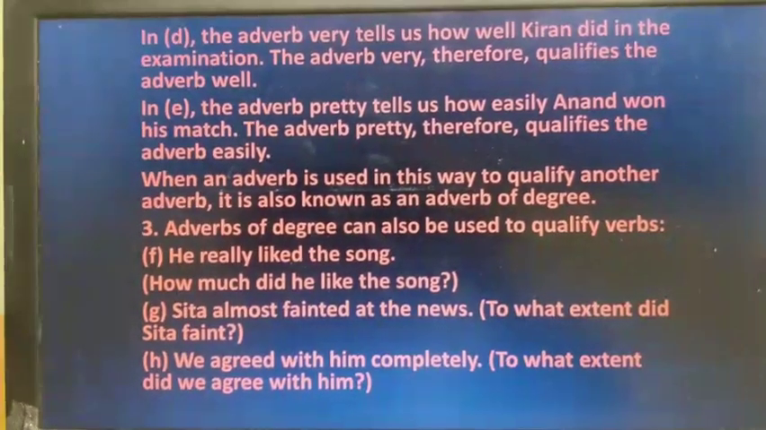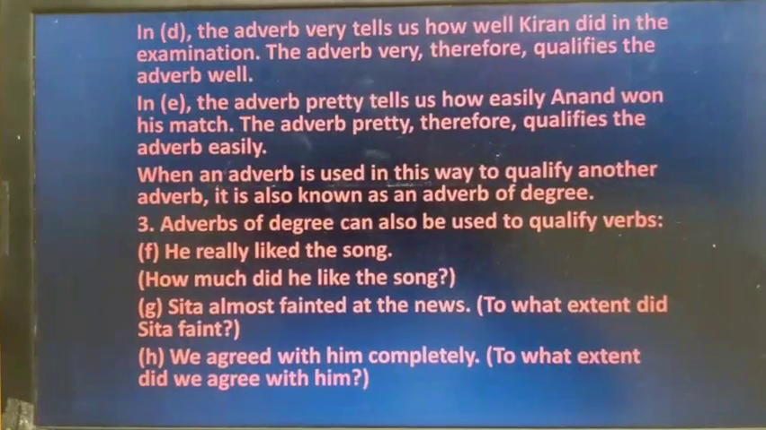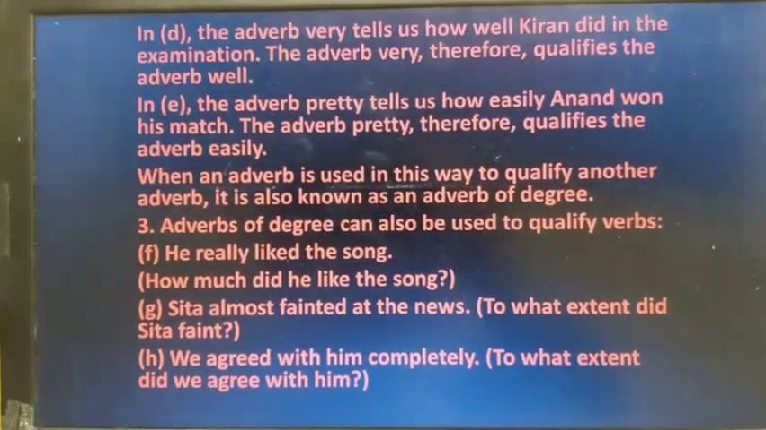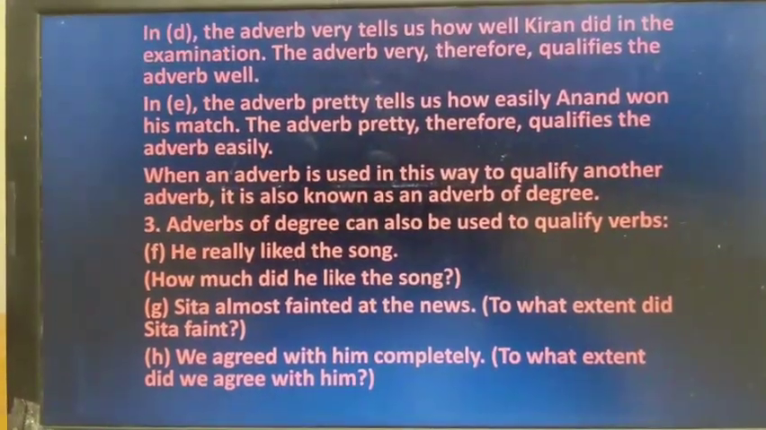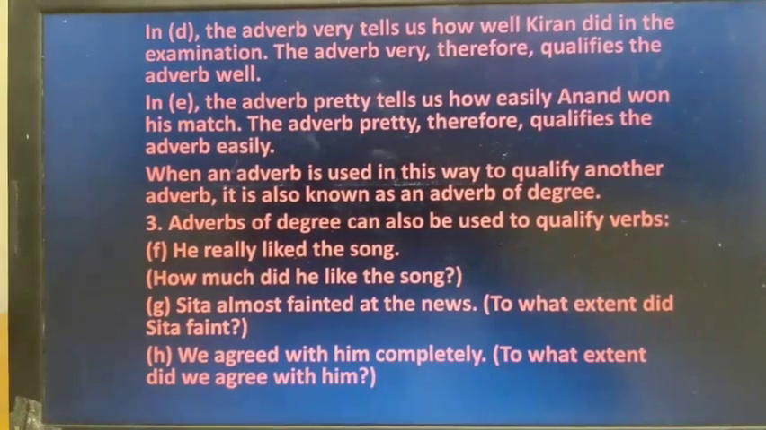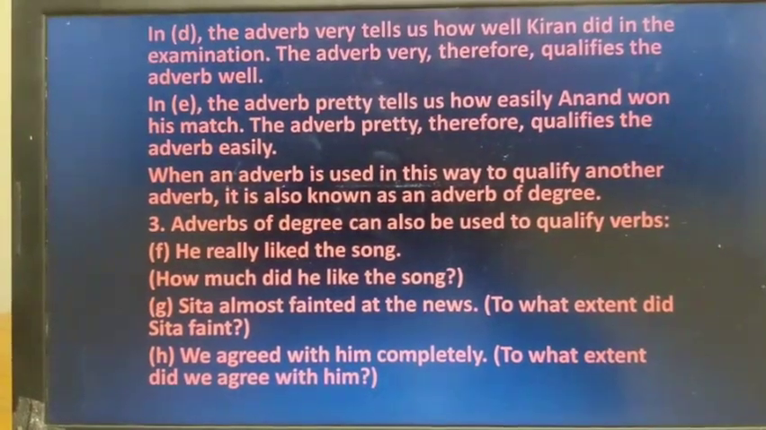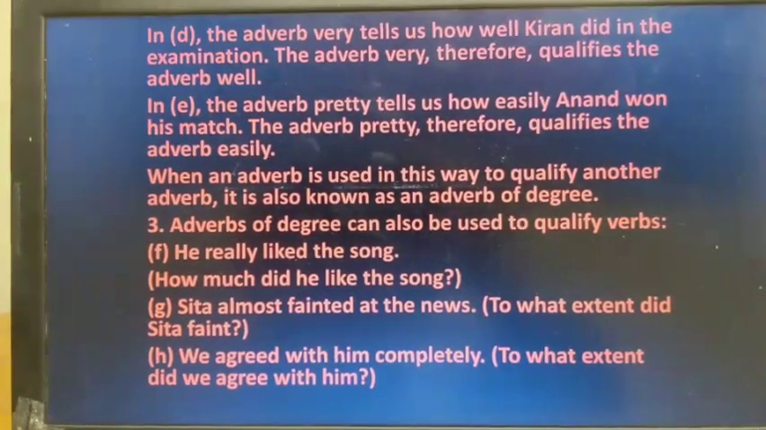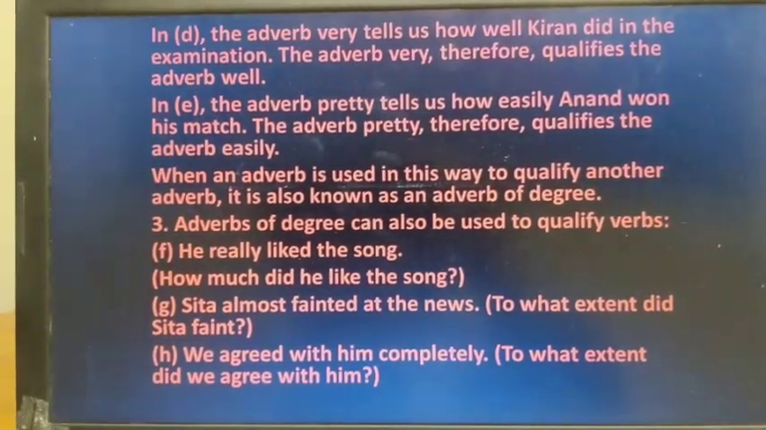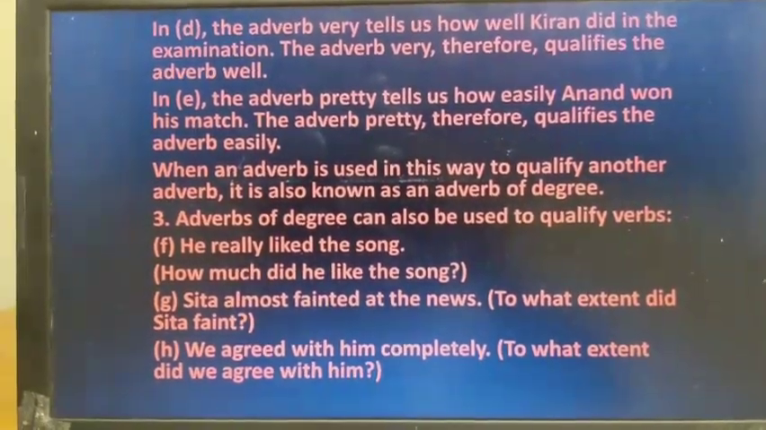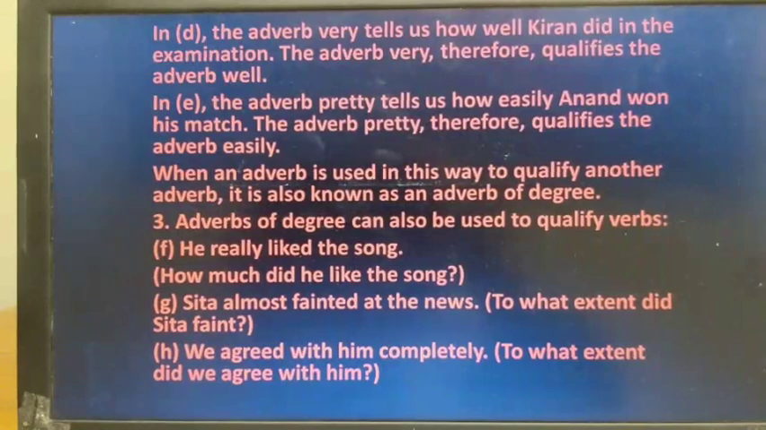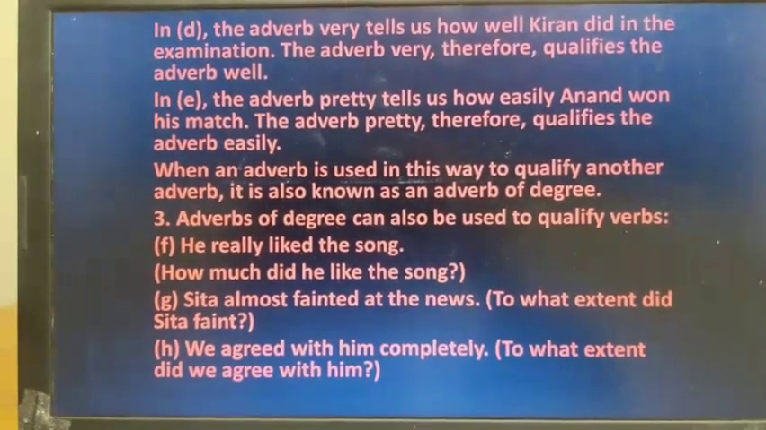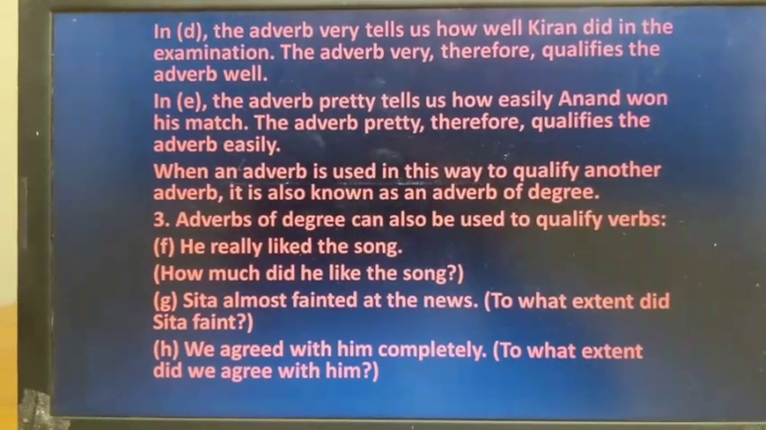Now this is the explanation of the examples we just studied. In the first example, the adverb very tells us how well Kiran did in the examination. The adverb very therefore qualifies the adverb well. Children, in the previous examples, the adverb of degree was qualifying the adjectives, and over here the adverb of degree is qualifying the adverb. Now in the other example, the adverb pretty tells us how easily Anand won his match. So the adverb pretty therefore qualifies the adverb easily.